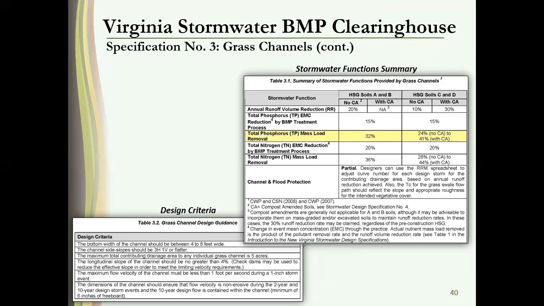Grass channels, like a lot of the other practices, if you can mix a compost amendment into your soil, you can get more treatment. Again, why does the compost amendment create more treatment? It's because it's basically fluffing up that soil, making it have more gaps, and it's going to capture more water.